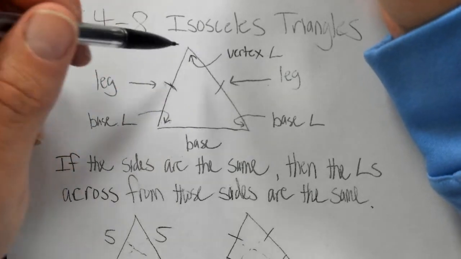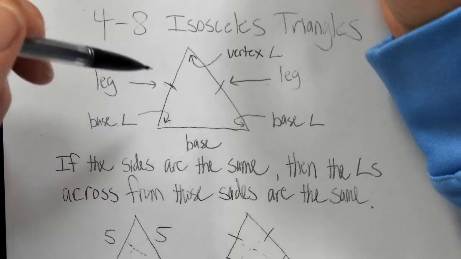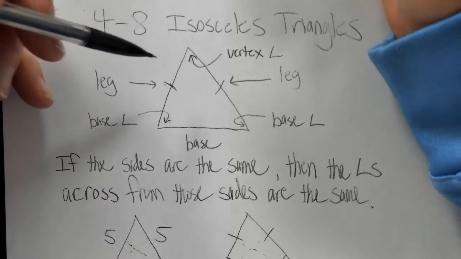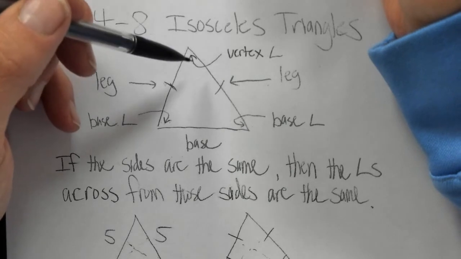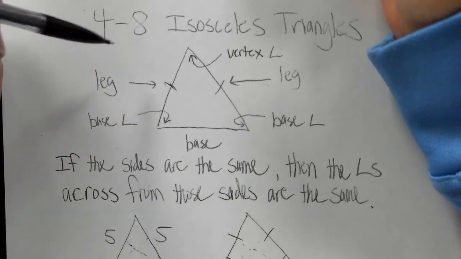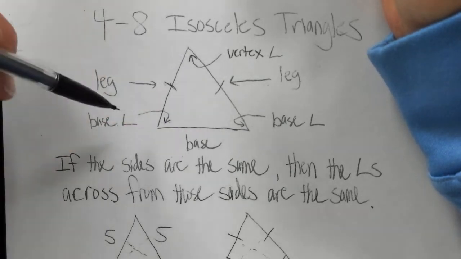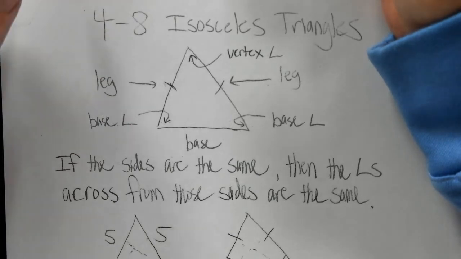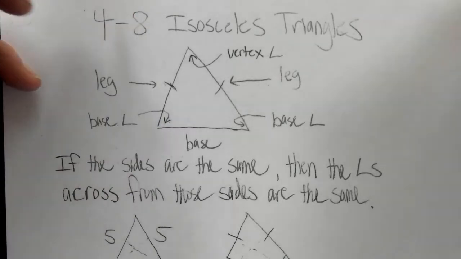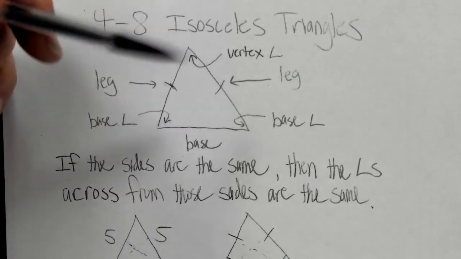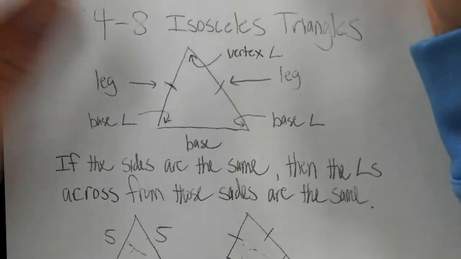Now, it's important that you're able to identify these parts of an isosceles triangle, because you could have a problem that says the vertex angle of an isosceles triangle is 58 degrees, and you have to know where that angle should be labeled. Or it could say the base of a triangle has a length of 12 inches, and you need to know which side would be the base, and so on. So it's important to make sure that you can identify those 6 parts.